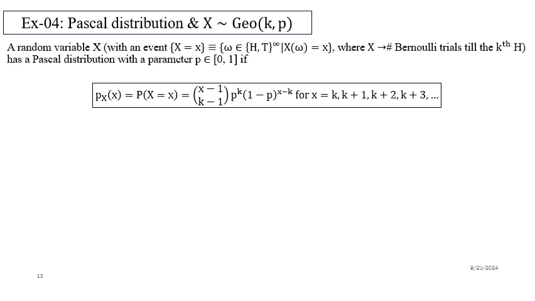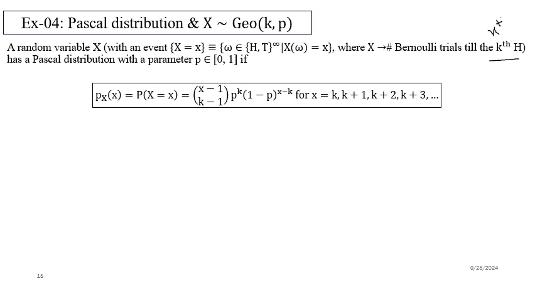Now we can generalize the geometric random variable to the Pascal distribution. What is the Pascal distribution? It is about the number of trials till the k-th success. Pascal is just a generalization of geometric. Again the outcome is an infinite sequence of heads and tails. Here X counts Bernoulli trials till the k-th success.